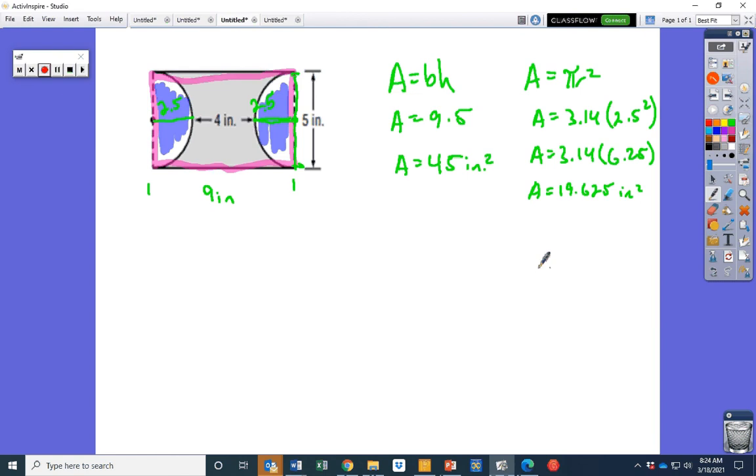Now, this is the area of that entire rectangle. This is the area of these two circles, right? These two half circles make a whole circle. Okay? So this is the area of these circles. What do you think I'm going to have to do with this and this? Class, please participate. What am I going to have to do with this and this? Okay, so on your calculators, do 45 minus 19.625 and tell me what you get.